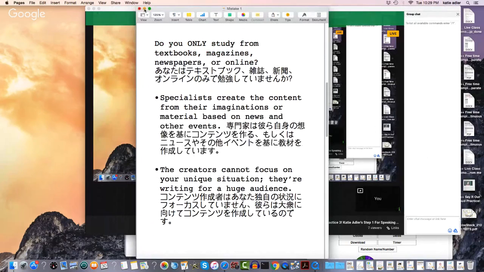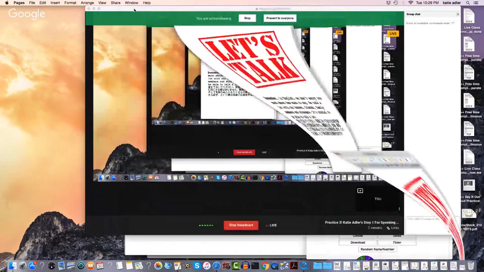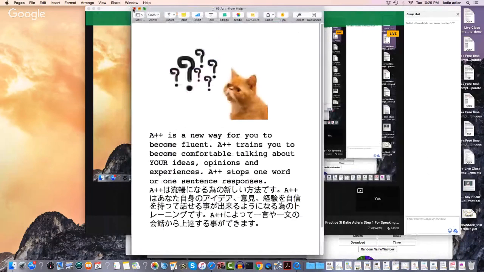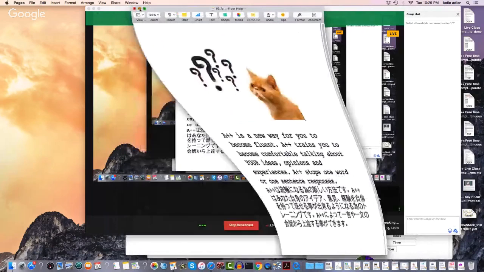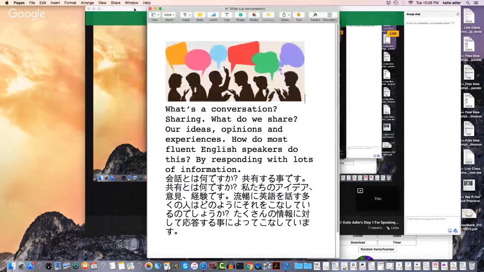And the timer helps you with your fluency because you want to talk a lot. I want you to talk a lot. So lots of examples for this. It's a way to help you with your fluency. And after 20 years here, there are still so many people disappointed with their English language ability. And it's about sharing. It's not about perfect. It's not about A+ as a score. It's mistakes are okay.